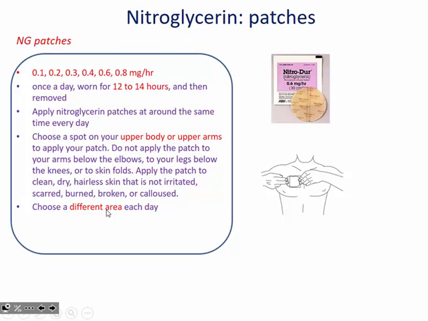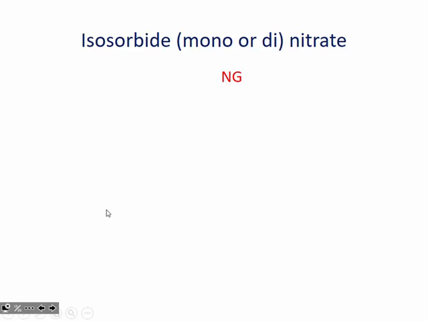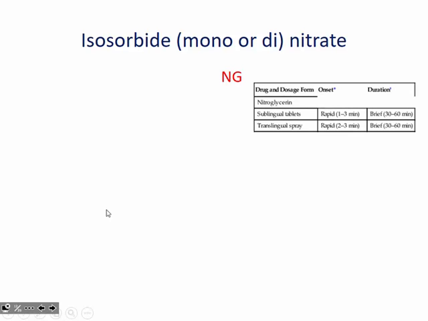Okay. So if not, we'll move on to the second class of nitrates, isosorbide mono and dinitrate. If you look at nitroglycerin, what we just finished, either the sublingual tablet or translingual spray, you have a rapid onset. The onset is within 1 to 3 minutes, but the duration is brief. It's only 30 to 60 minutes.